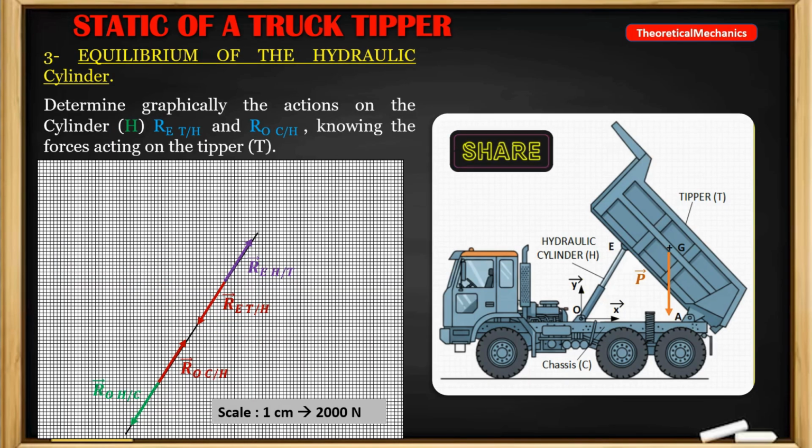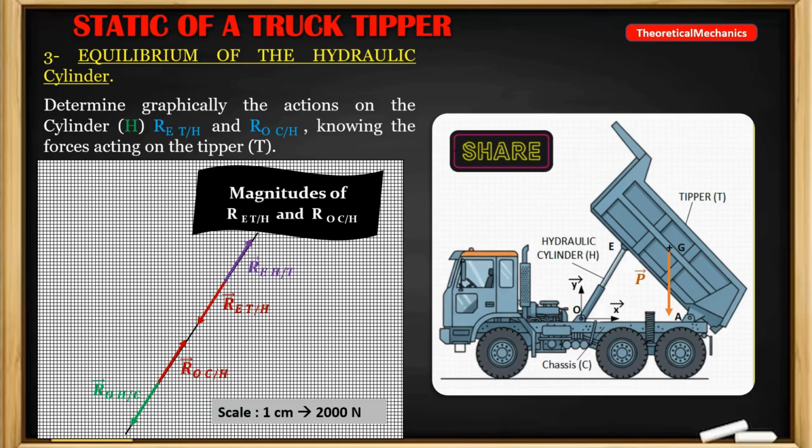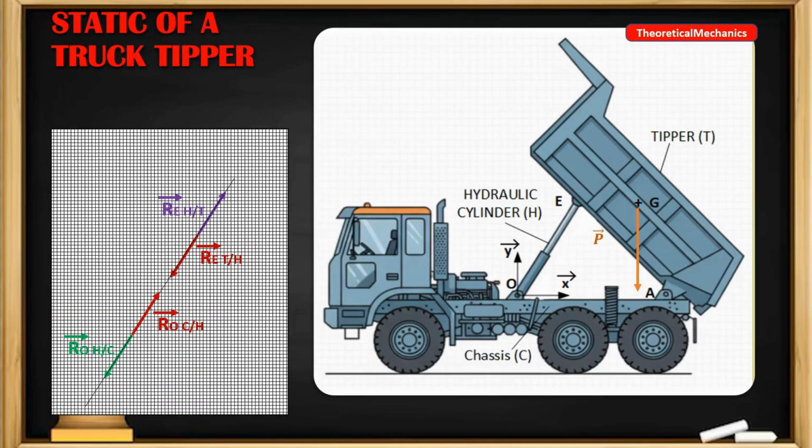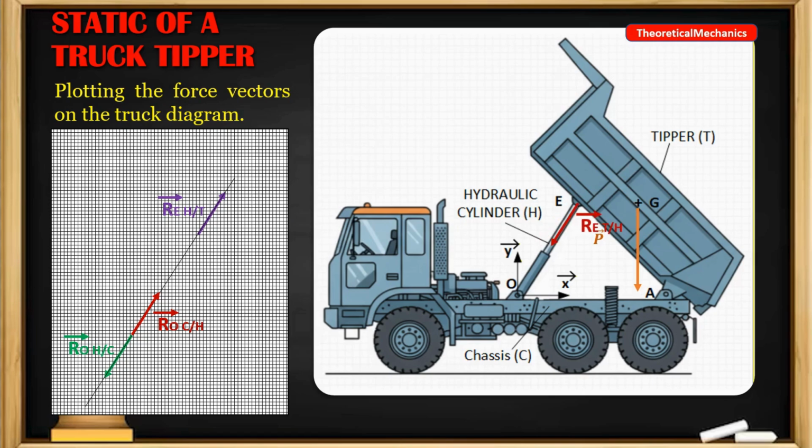These force vectors are drawn to scale, thus, their intensities, which are obviously equal and have a value of 4,000 newtons, can easily be determined. Finally, we transfer the force vectors considered onto the truck diagram, and as you will see, only the forces acting on the hydraulic cylinder are represented in the illustration.